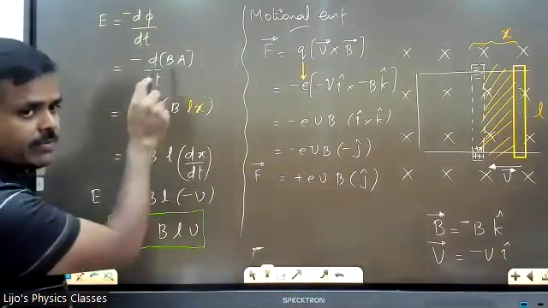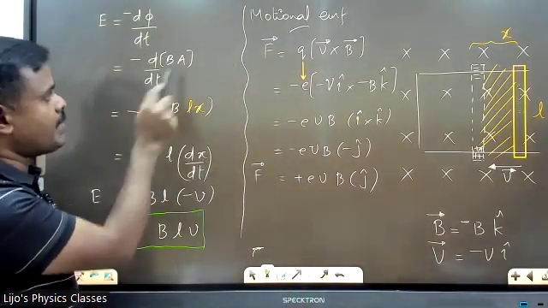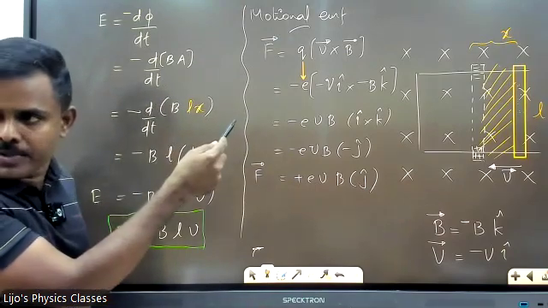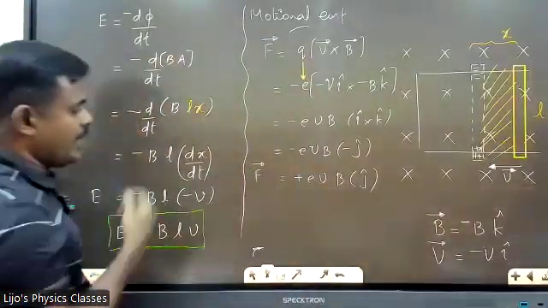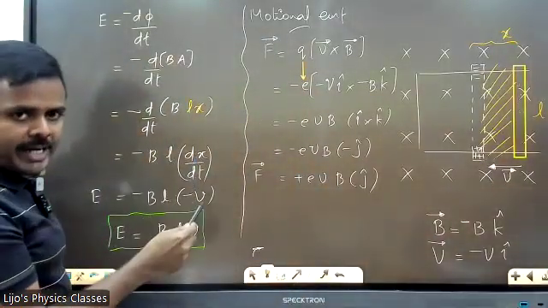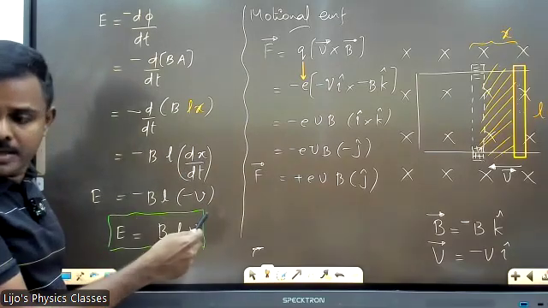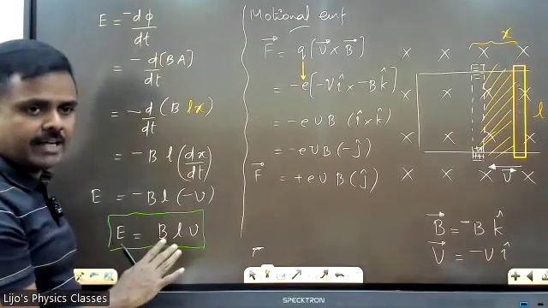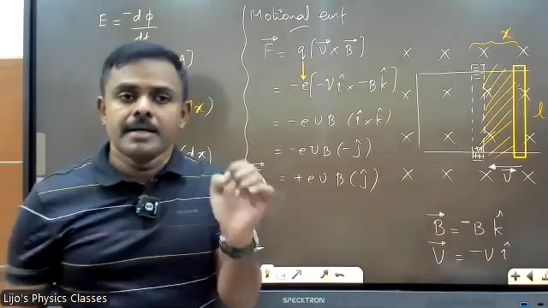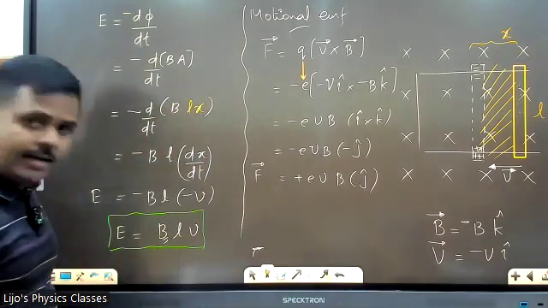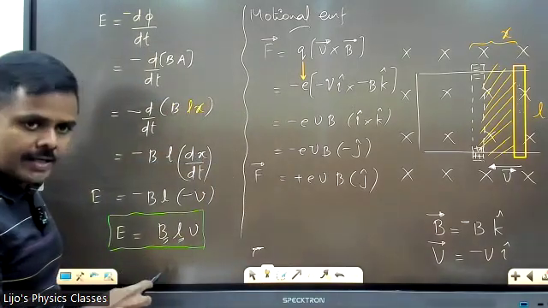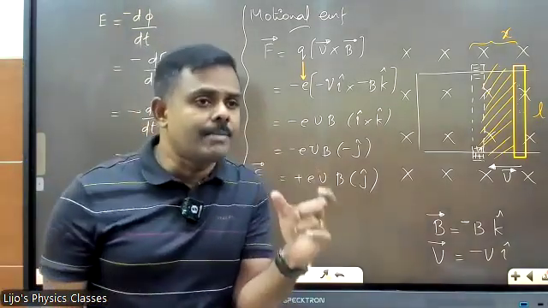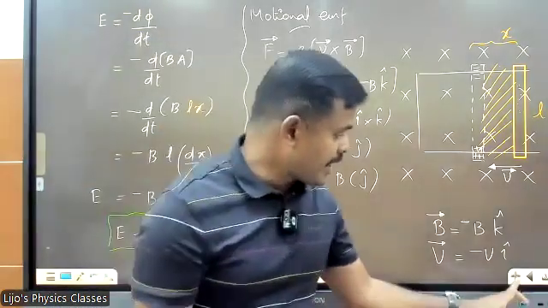How to find the EMF? It's very simple. Minus d phi by dt, minus d by dt of B into A. Area is length into breadth, L into x. Minus B into L into dx by dt. Dx by dt is called velocity. Since I moved it to the left, I put a minus V, so it is minus times minus, which gives plus BLV. So basically the condition is this: it should be moving in a magnetic field, should have a length L, and should be moving with a velocity V. Then the conductor will have an EMF BLV. Look at this. I'm going to tell you a few questions now.